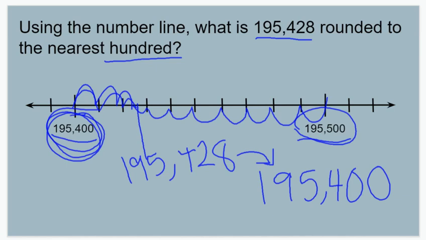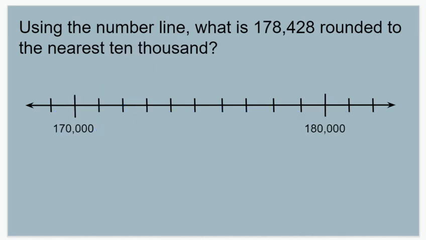Let's try another one. Here I have, using the number line, what is 178,428 rounded to the nearest 10,000. On my number line, I have the benchmarks 170,000 and 180,000.